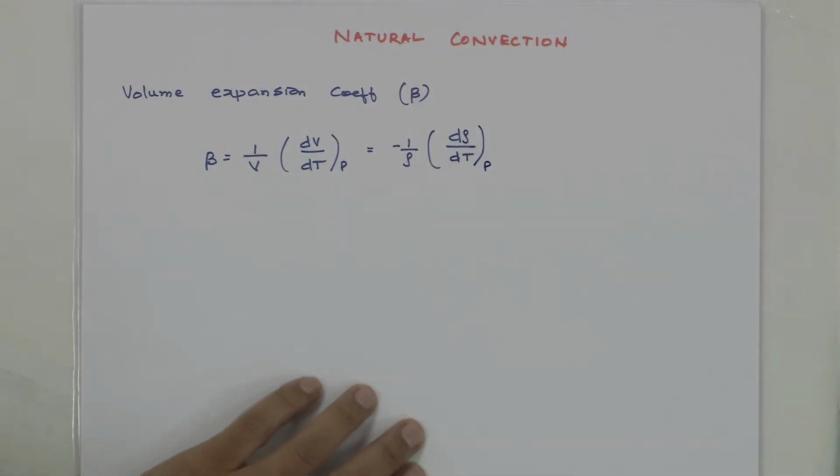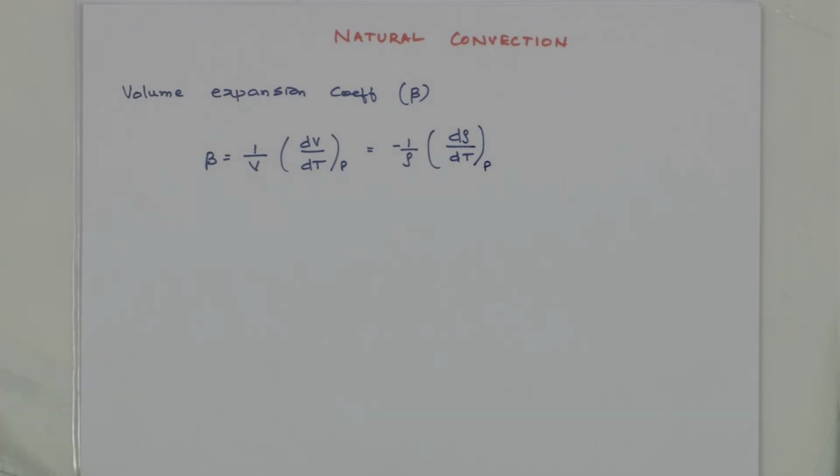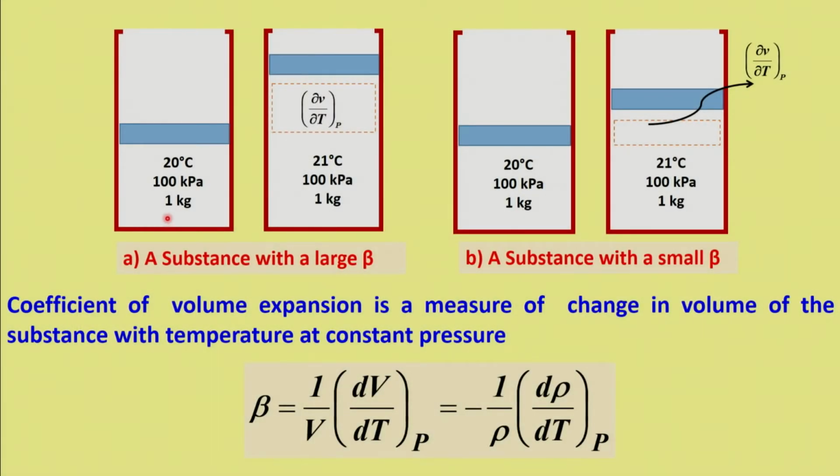If you just see this figure which is there in the slides, in the first figure on the left hand side, you have 20 degrees Celsius, 100 kilopascal, 1 kg that you have collected. Now what did you do?